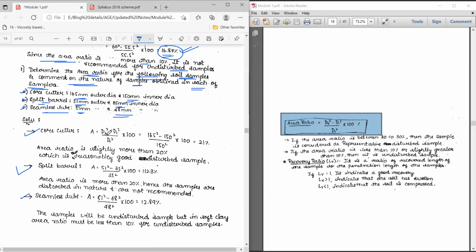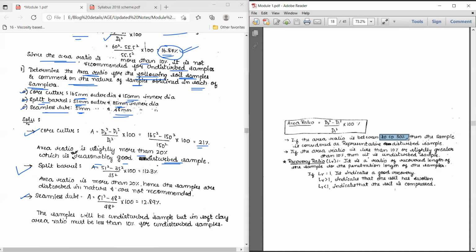For the core cutter, if you apply the formula, the area ratio is 21%. Since it is 21%, that means the area ratio is slightly more than 20%, which is a reasonably good sample. That is, you can say the soil is not completely disturbed. A small portion of the soil gets disturbed, because we know that if it is in the 20 to 30% range, it is a representative soil sample.